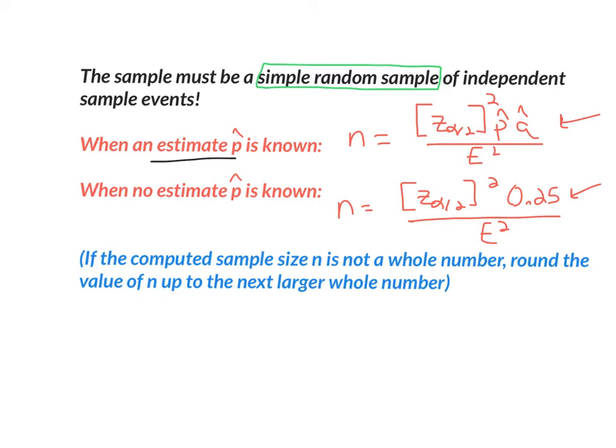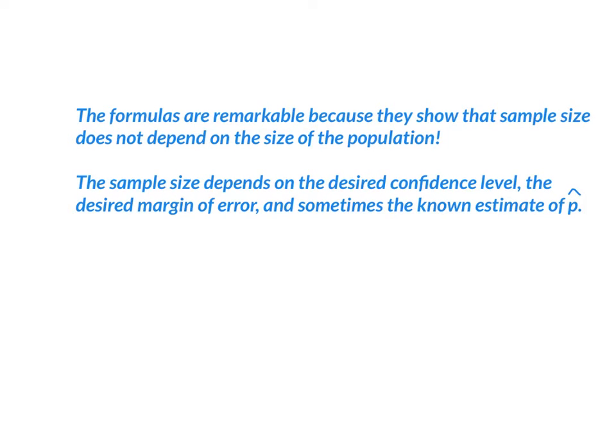All right. If the computed sample size is not a whole number, like if we're trying to find a sample size and we get a decimal, we're going to round it up to the next larger whole number. We're always rounding up. I don't care if you get like 12.1, you need a sample size of 12.1, we're rounding that to 13. You need the next whole number up. Better too many than too little, and that's kind of why they do that.